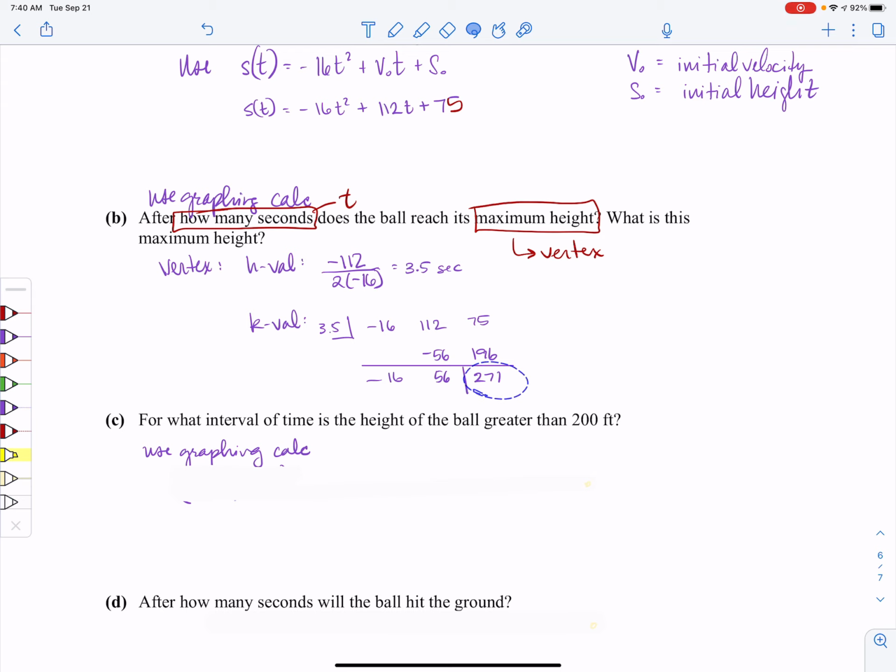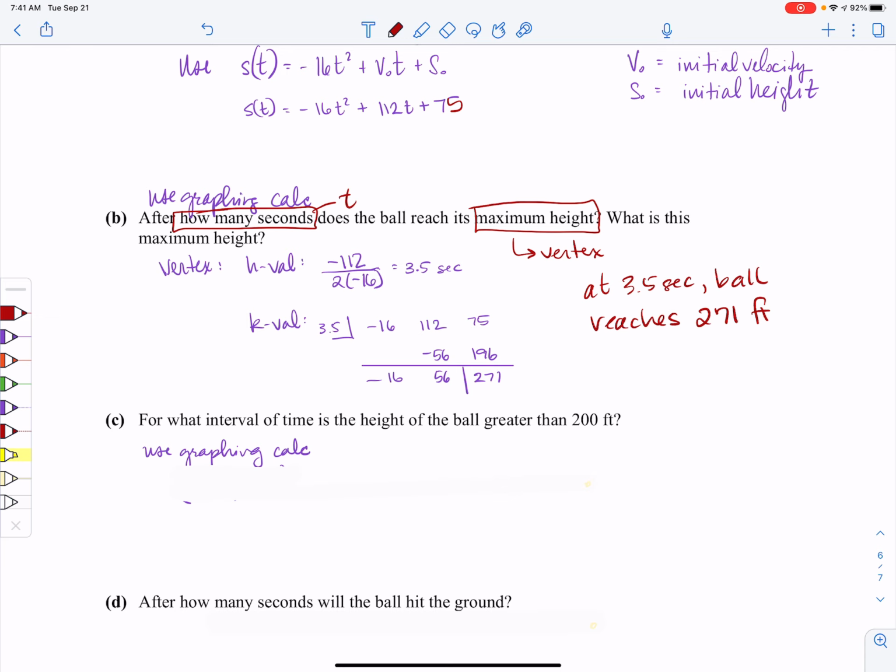After how many seconds does the ball reach the maximum height? It is going to be at 3.5 seconds. And then the second question says, what is the maximum height? The ball reaches 271 feet. So those are the two parts of that particular question.